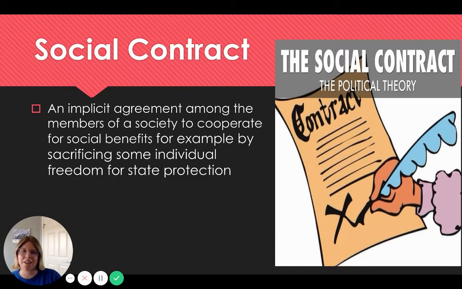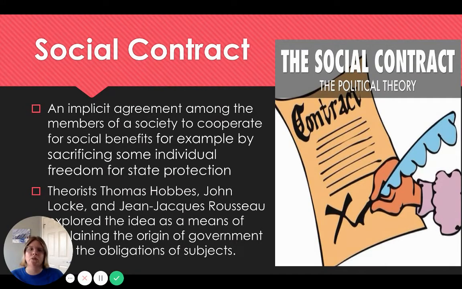The social contract is basically this agreement among members of societies where we agree to cooperate for social benefits. For example, we'll sacrifice some individual liberty if it means guaranteed protection, or protection from the group as a whole. Different philosophers explored the idea of the social contract, but Thomas Jefferson definitely weaves the idea of the social contract in and out of the Declaration of Independence, where he's saying governments are created by people to protect them, and we're going to give up some freedoms, but we're going to get some protections in return, basically.